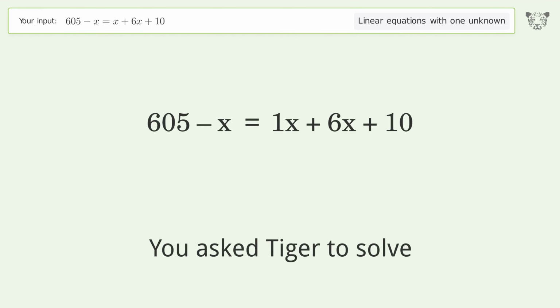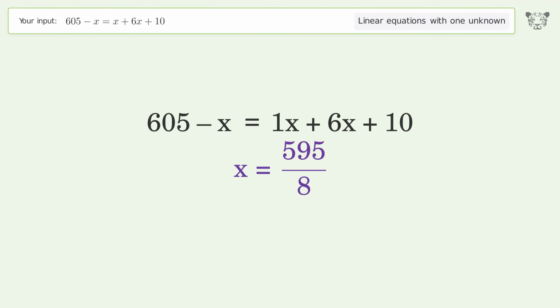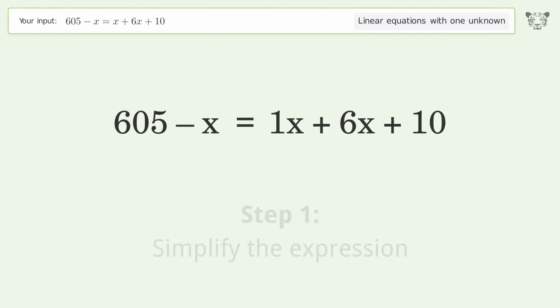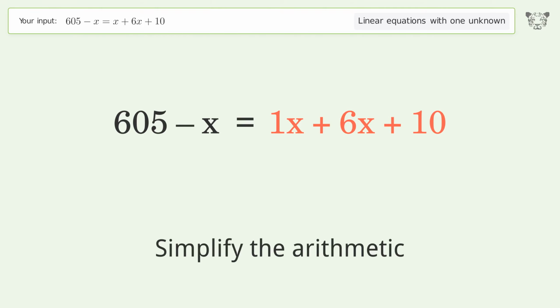You ask Tiger to solve. This deals with linear equations with one unknown. The final result is x equals 595/8. Let's solve it step by step. Simplify the expression. Simplify the arithmetic.